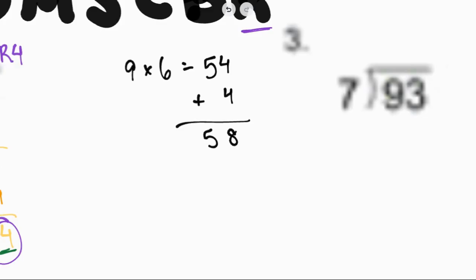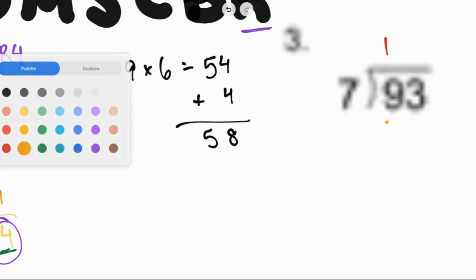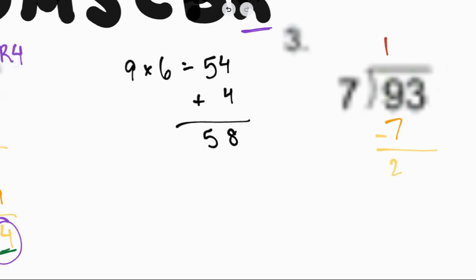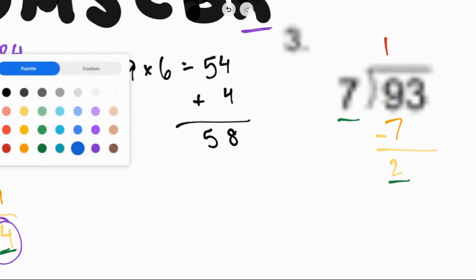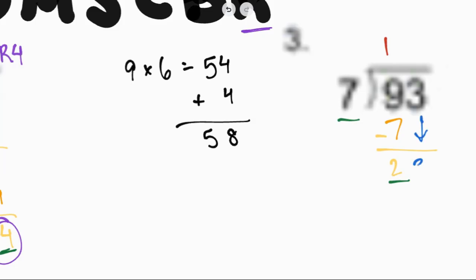So we have D for divide, and we're going to be dividing 9 divided by 7. How many times does 7 go into 9? In other words, 1 time. Next, we're going to multiply. 7 times 1 is 7. Now we're going to subtract. 9 minus 7 is 2. Now we're going to check. 2 is less than 7. Good. We're going to next bring down the number 3, so it becomes a 23.